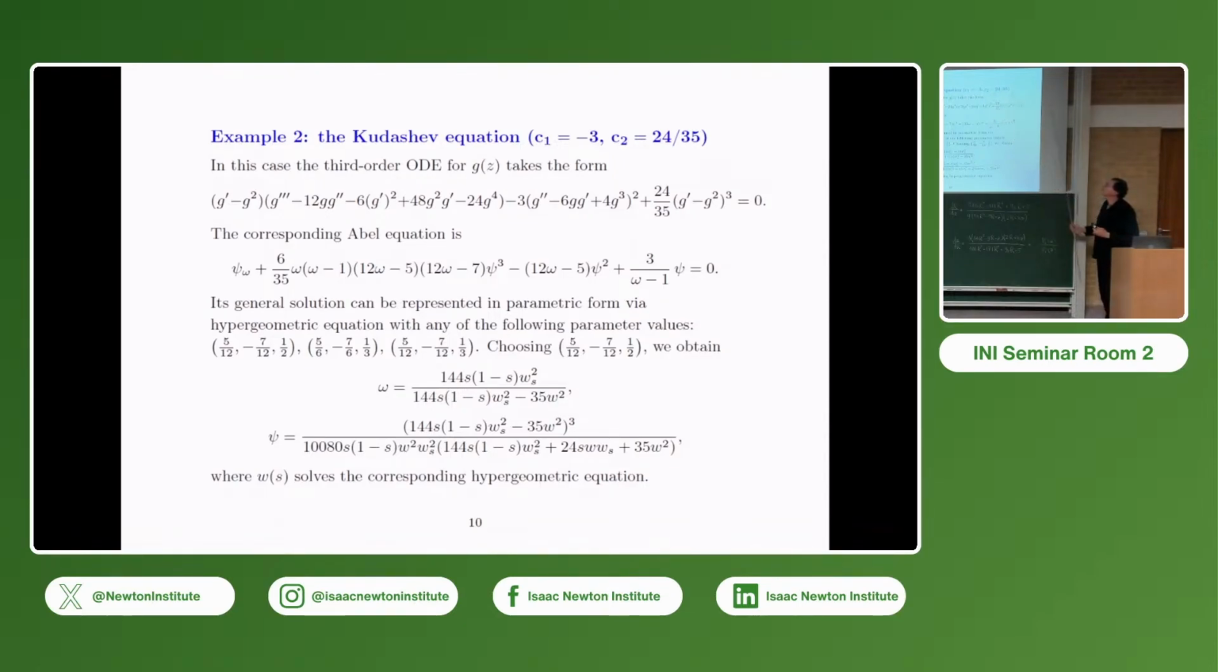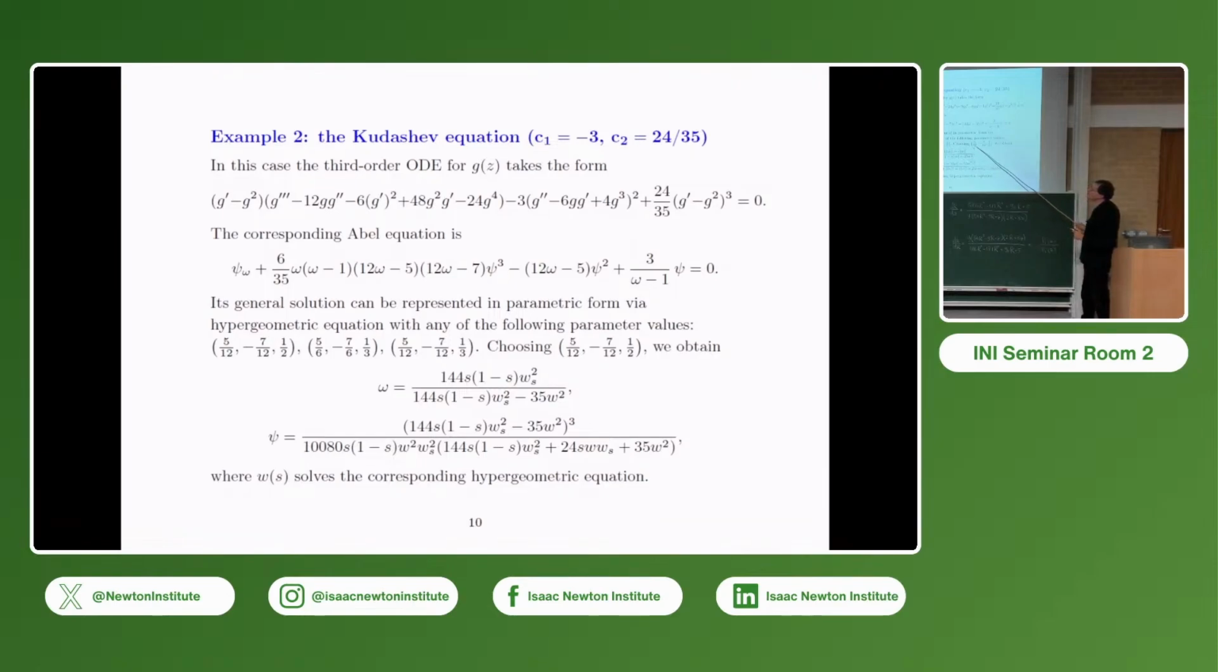C1, C2, as shown here. Then you get quite a long, messy third-order equation with an SL2 symmetry, right? The corresponding Abel equation of the first kind is this. And it possesses the following parametric solution: psi as a function of S and omega as a function of S, where W solves a hypergeometric equation with one of these choices of constants alpha, beta, gamma.